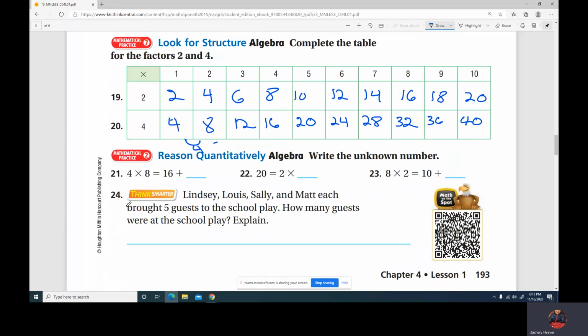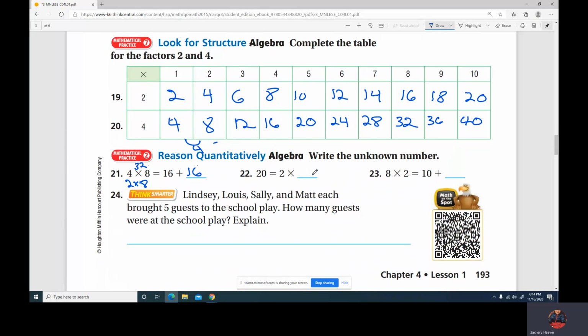The next one, it says, write the unknown number. So 4 times 8. So I know 2 times 8 is 16. And they want us to double it. So 16 plus 16. 4 times 8 is 32. And 16 plus 16 is 32.